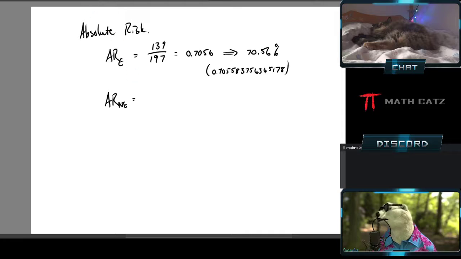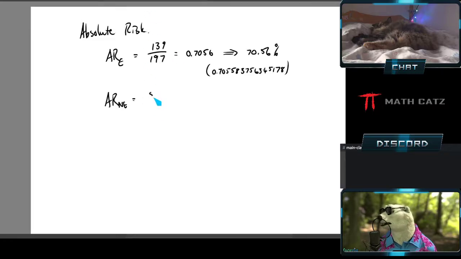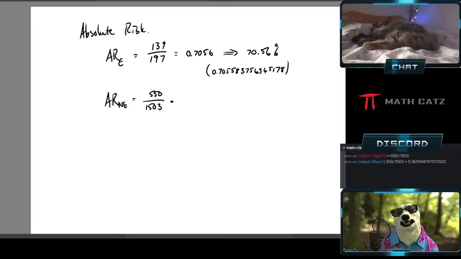So the absolute risk of lung cancer in the not exposed group, that would be 550 over B. Let's see what we get there. It is a little slow. It is a little tedious to do everything by hand, but it's so nice.